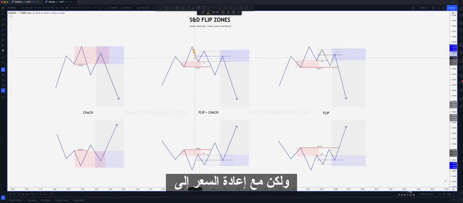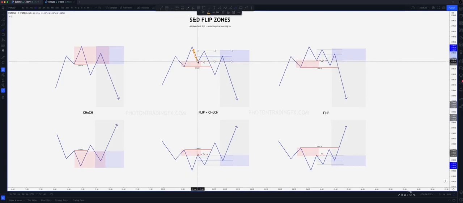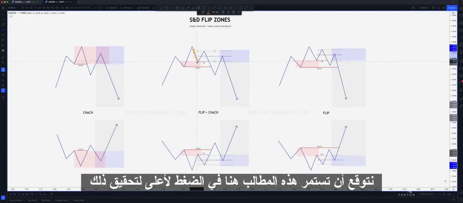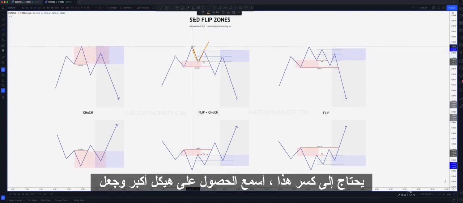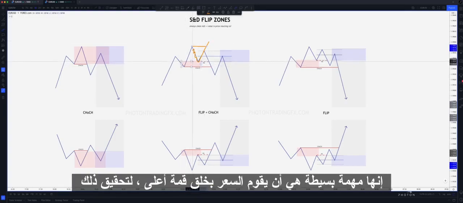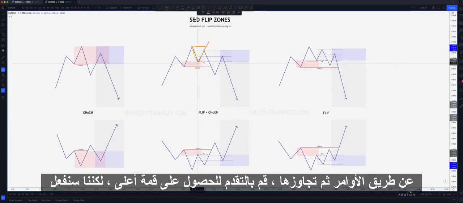But as price is pulling back into our demand zone, all else being equal, what would we expect? We would expect the continuation of that bullish order flow. We would expect this demand zone to continue price upwards to make a higher high. It needs to break this high here, get that break of structure and make a higher high, because that is this demand zone's job. Its simple job is for price to create a higher high, to fulfill those buy orders and then overpower supply.